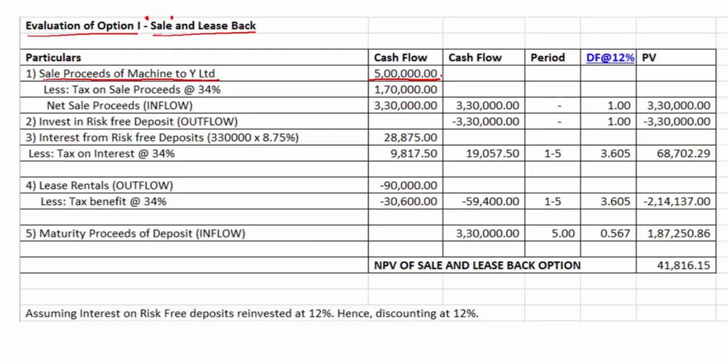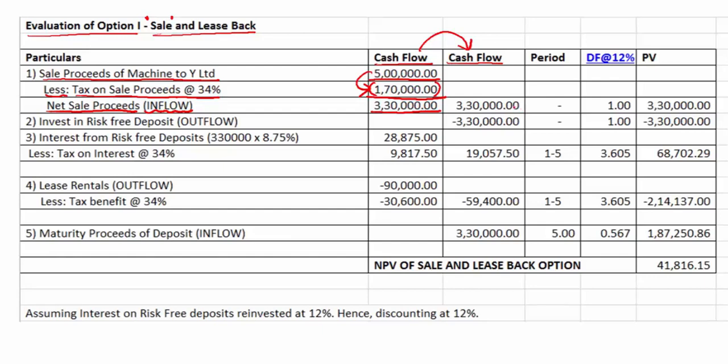So this entire 500,000 is a profit, on which you have to pay tax, less tax on sale proceeds at 34%, and it is 1,70,000, that is 170,000. So the difference between these two is your net sale proceeds, and this is basically an inflow. We have to keep this in mind. This is an inflow and it is 330,000. So let me take it to the next column. I'll call this inner column and let this one be outer column. So in the outer column I'm going to say 330,000 inflow, 3,30,000.